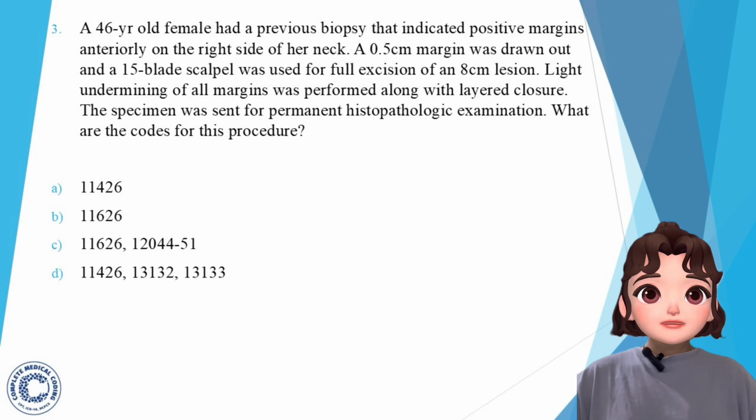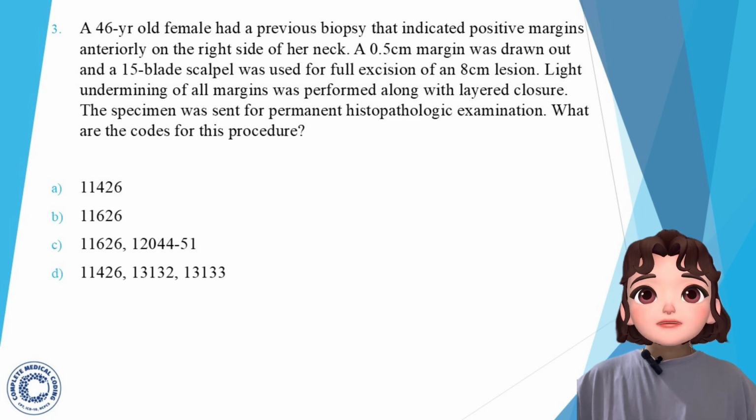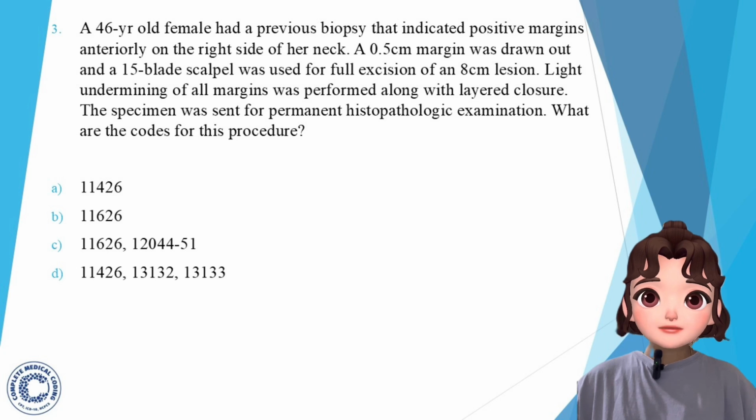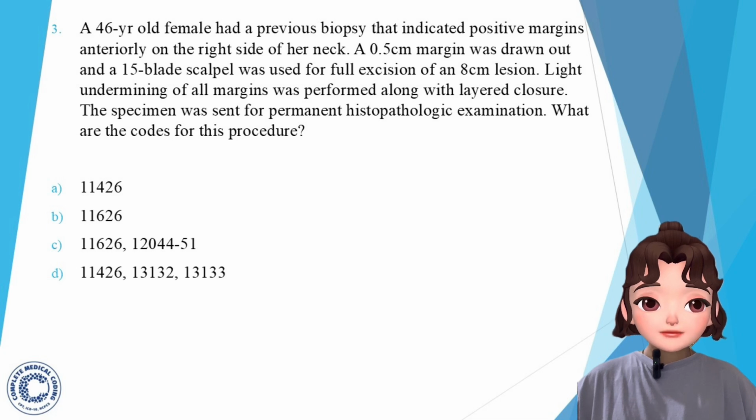Let's move to the third question. A 46-year-old female had a previous biopsy that indicated positive margins anteriorly on the right side of her neck. A 0.5 centimeter margin was drawn out and a 15 blade scalpel was used for full excision of an 8 centimeter lesion. Light undermining of all margins was performed along with layered closure. The specimen was sent for permanent histopathologic examination. What are the codes for this procedure?